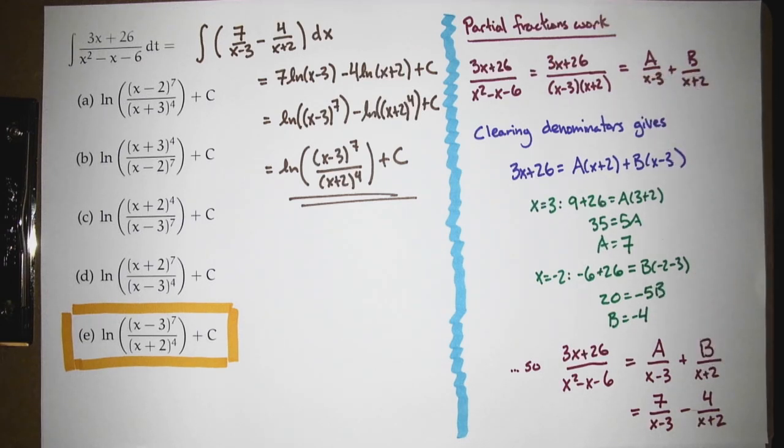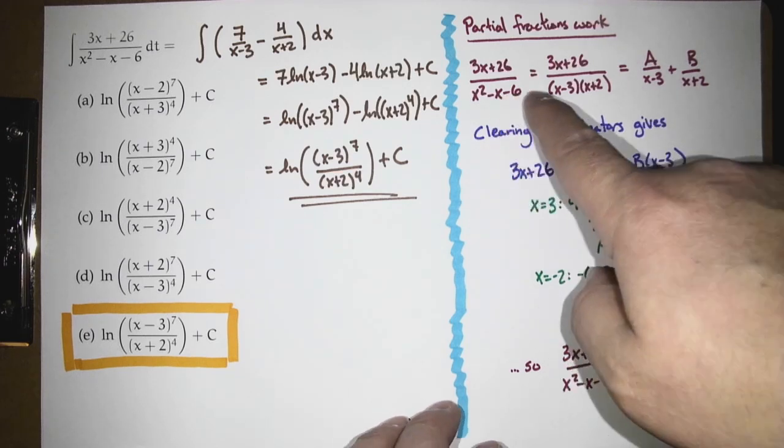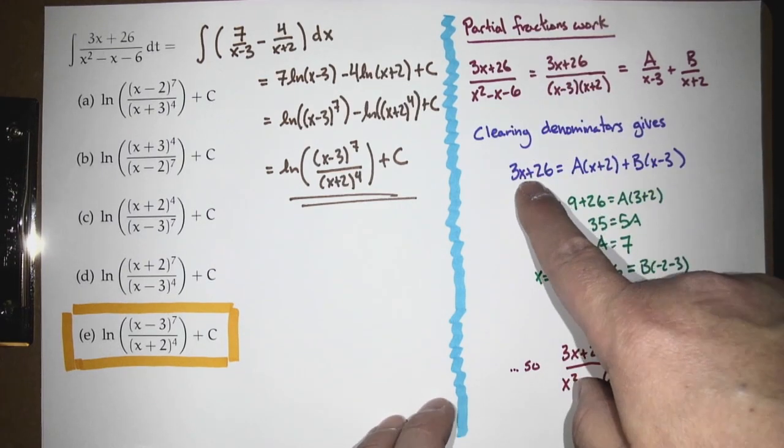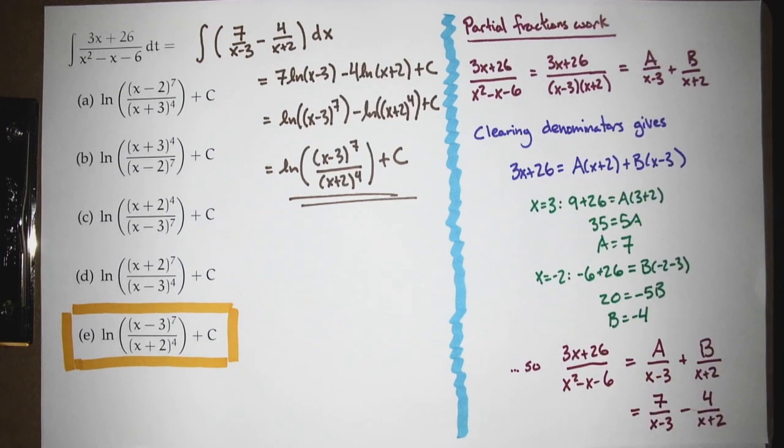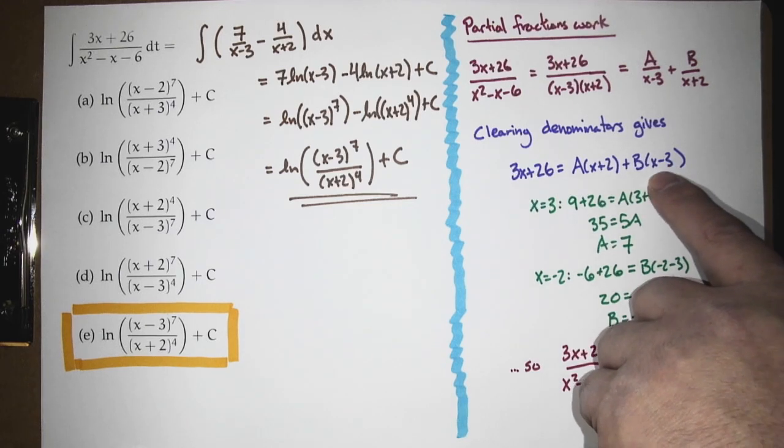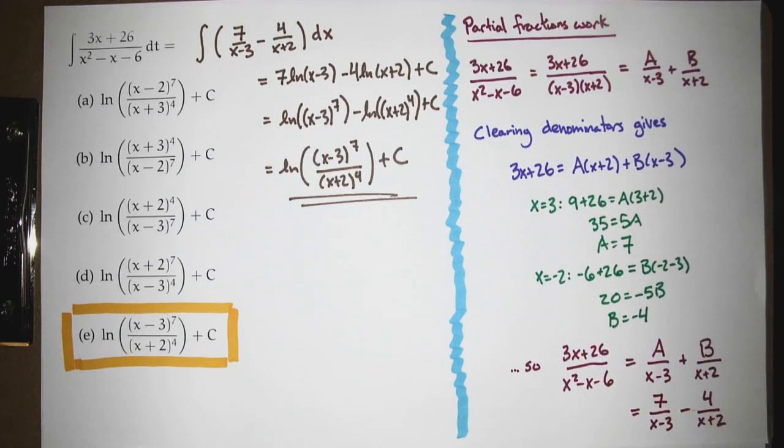The easiest way that I know to find them, and people have all sorts of various tricks, but for me, it's get rid of fractions. Fractions are dangerous. So we multiply everything by x minus 3 times x plus 2. So we end up with 3x plus 26 equals A times x plus 2 plus B times x minus 3. From here, you have two polynomials that are equal. There's lots of ways to go about this. I always like to say, make good choices. Choose values for x that make things simpler. What's a good choice? Make zeros. Zeros are a friend.